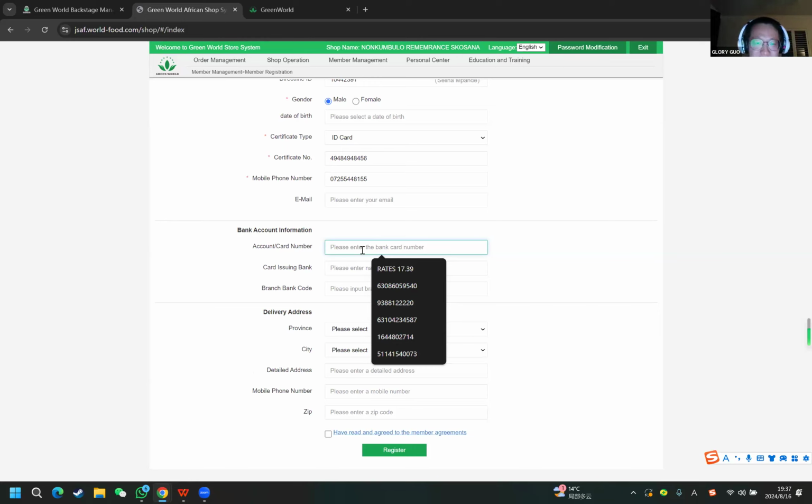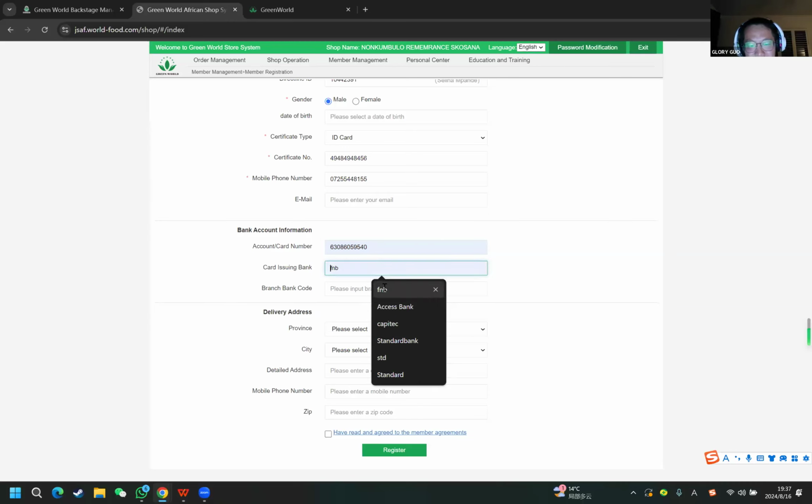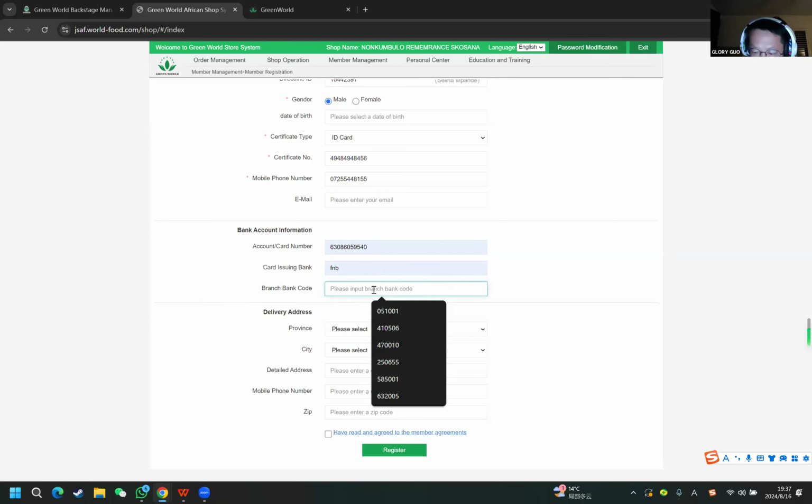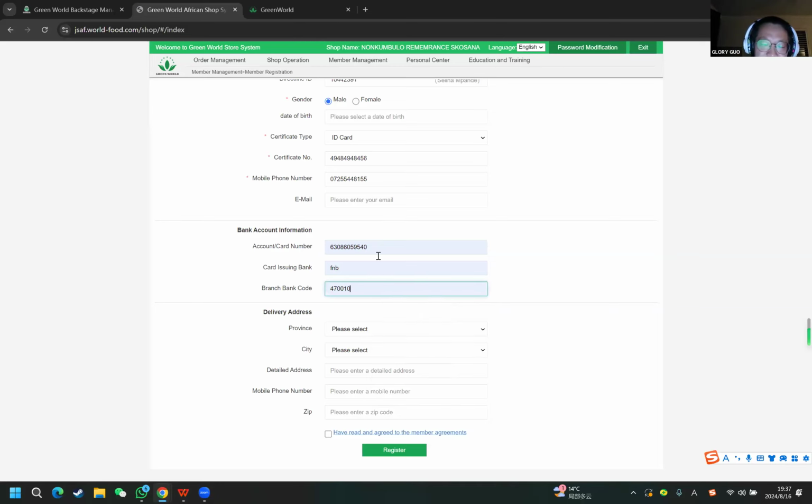So in the beginning, when they join, let's ask for their bank account and put in their banking details accordingly. Yeah, this is just for instance. And then the delivery address is optional. You don't have to put it.